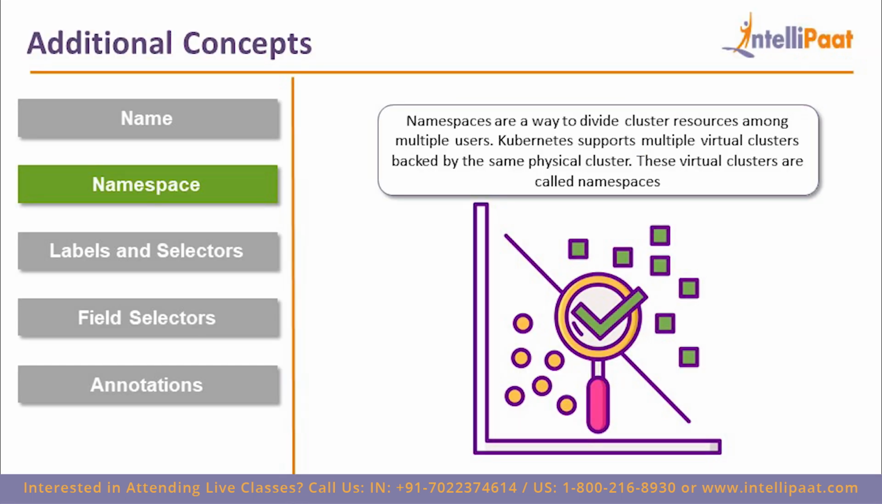Now this is done because namespaces are a way to divide cluster resources between multiple users, and Kubernetes supports multiple virtual clusters backed by the same physical cluster. These virtual clusters are known as namespaces. So physically we have a lot of clusters, but behind that we also have virtual clusters, and namespaces are a way to define those clusters.